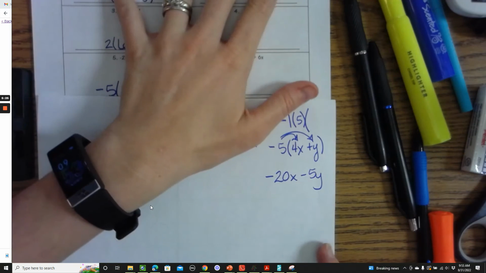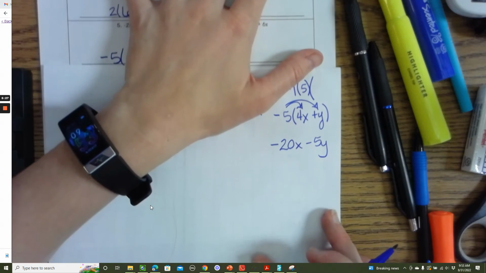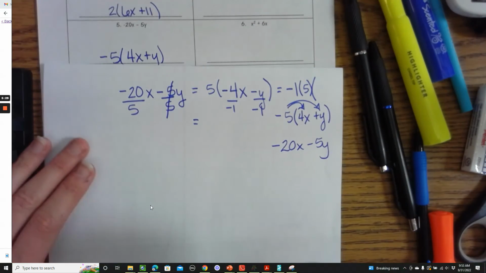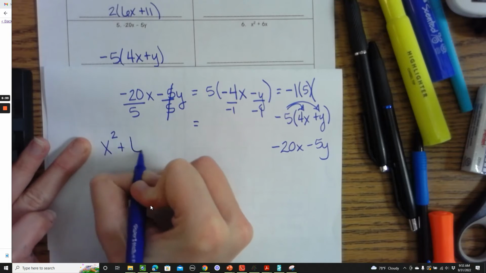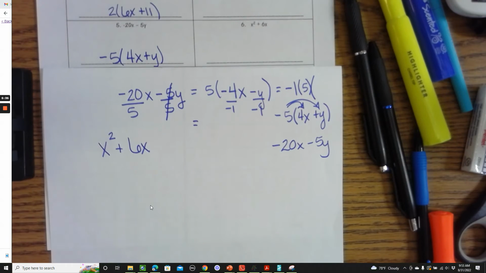We're going to do number 6 as well. I'm really not going to leave you much to do on your own today, just because I don't like this lesson. X squared plus 6x. What do those two things have in common? X.